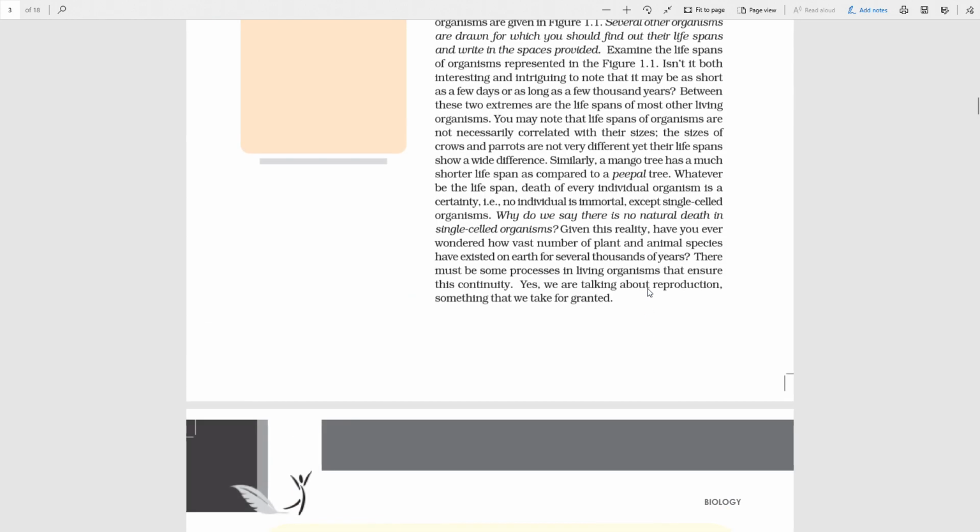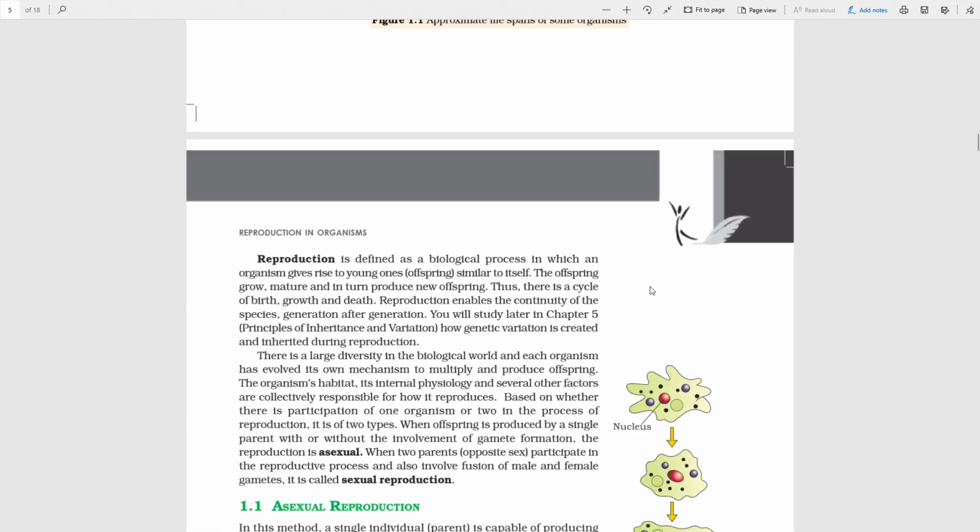Now let's see about the immortal organisms. Have you wondered how a vast number of plant and animal species have existed on earth for several thousands of years? This is because of the process I mentioned earlier. It's because of the evolution that has taken place on our earth. And for the immortal organisms like amoeba and unicellular organisms, why are they immortal? Because their parents are continuously undergoing cell division. So they are basically immortal in that way.